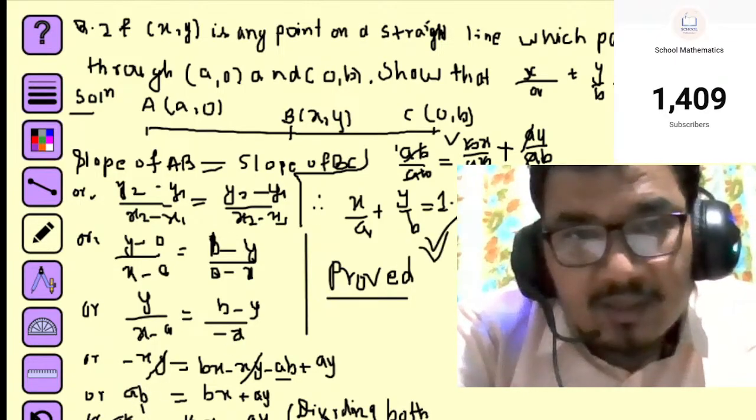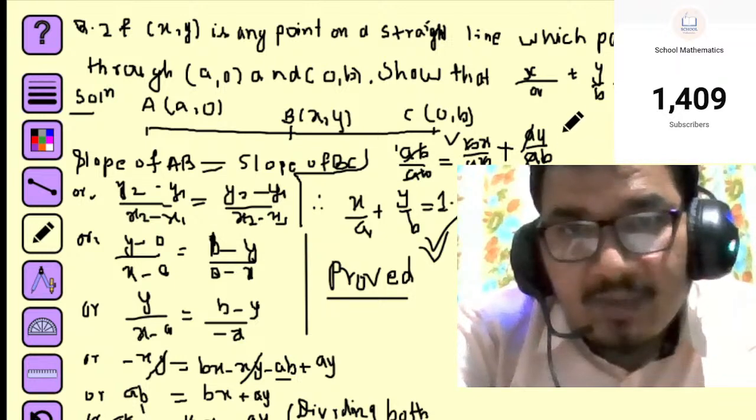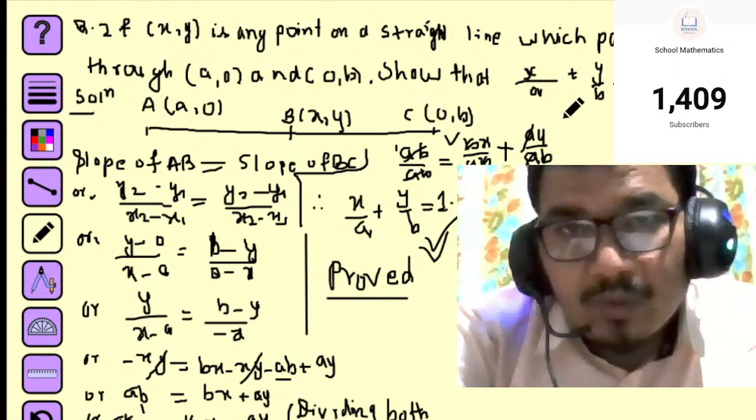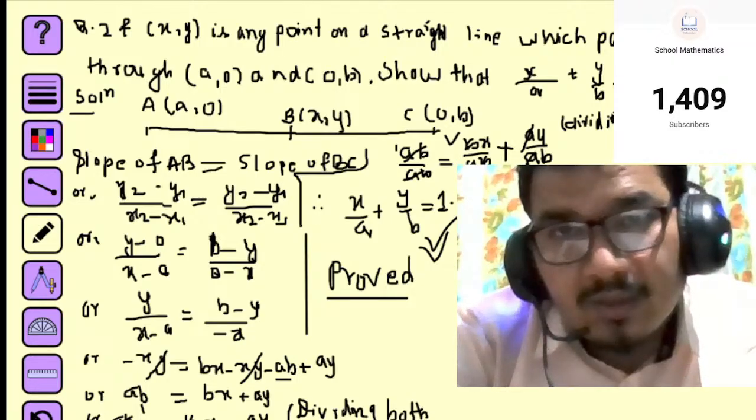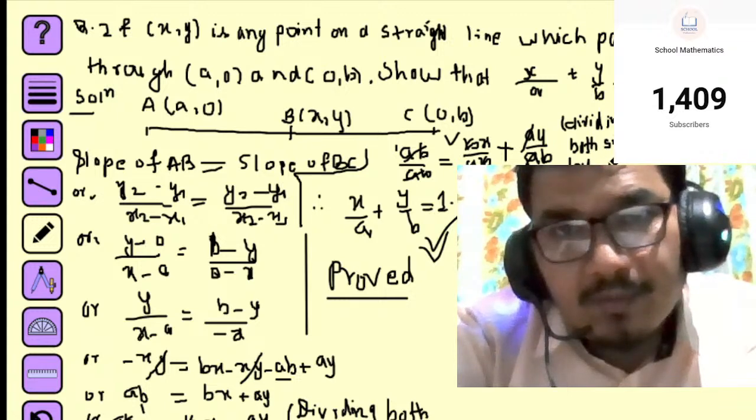That's why in this line we have written, dividing both sides by AB. This condition is there, and we should remember this also: dividing both sides by AB.